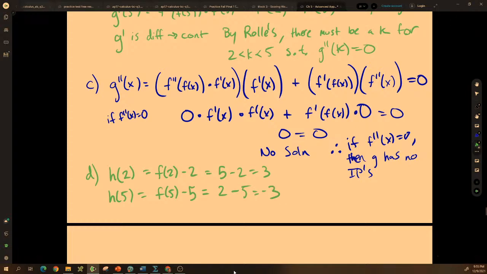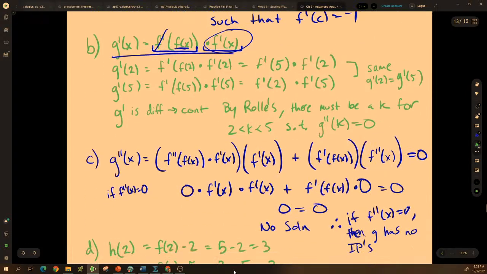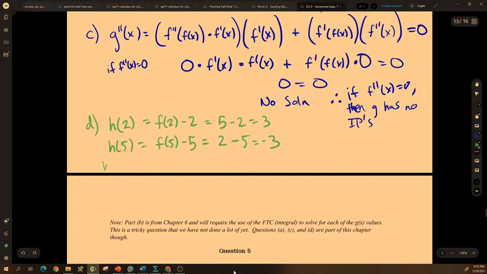And they wanted some value, they're calling it r, where h of r is 0. So I'm going to just say that h is continuous, right? It was there. And so we'll say, therefore, by IVT, there must be a value r, for 2 less than r less than 5, such that h of r equals 0, because negative 3 is less than 0, which is less than 3. That's fine.